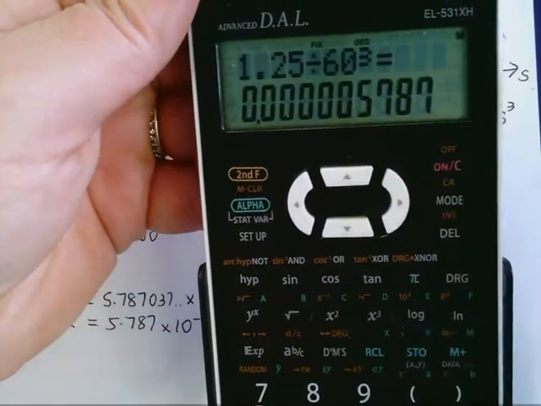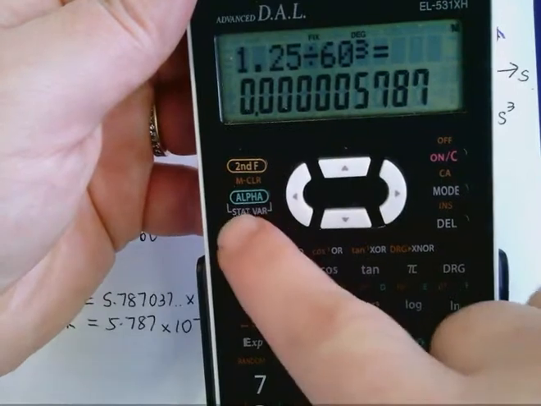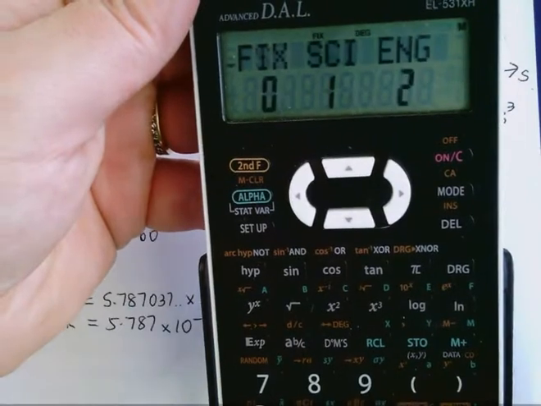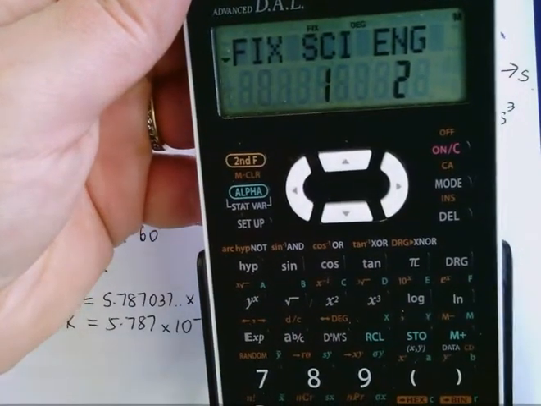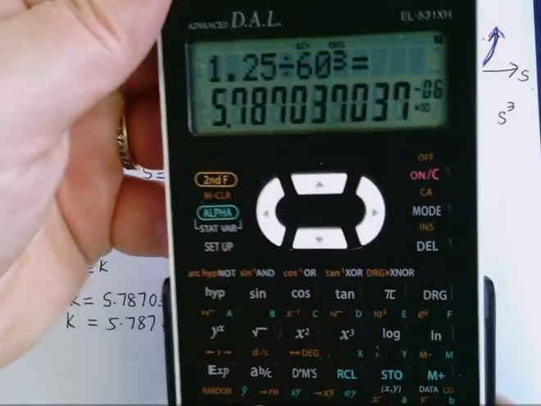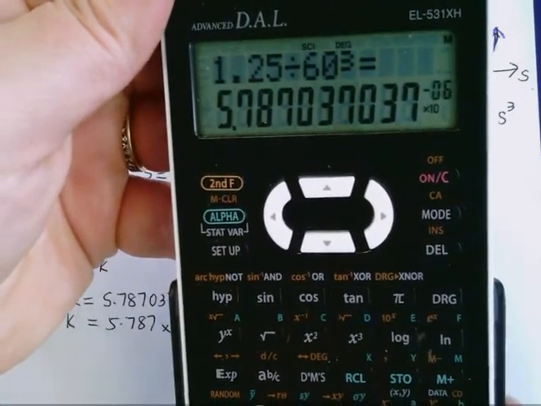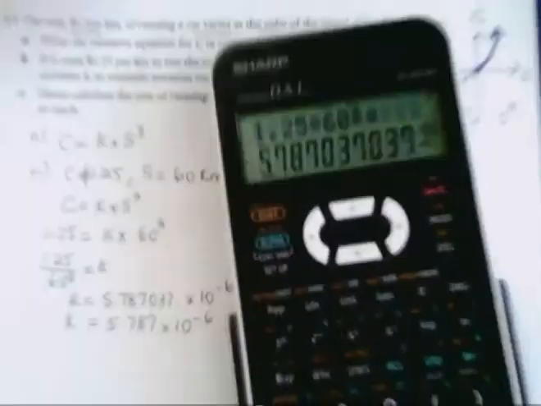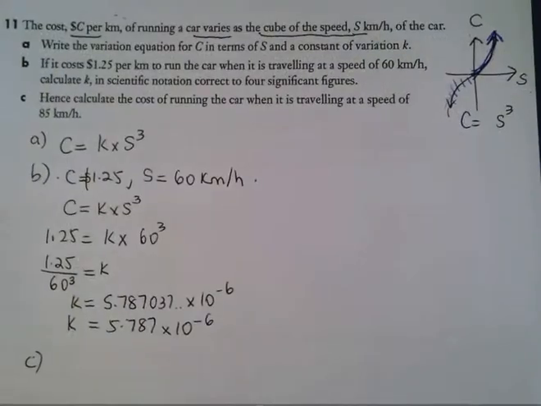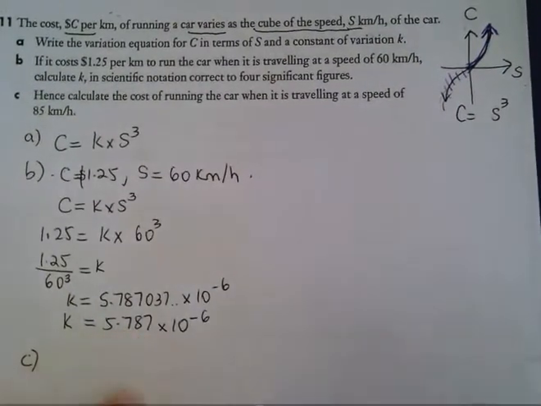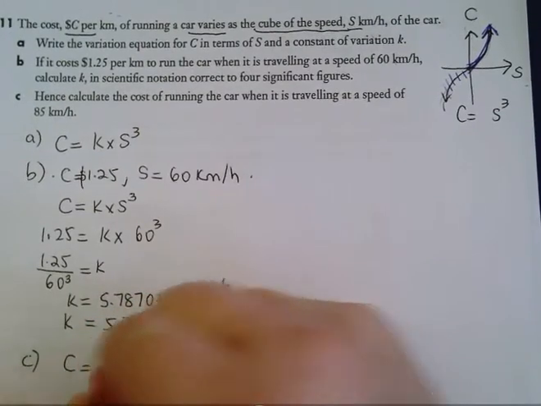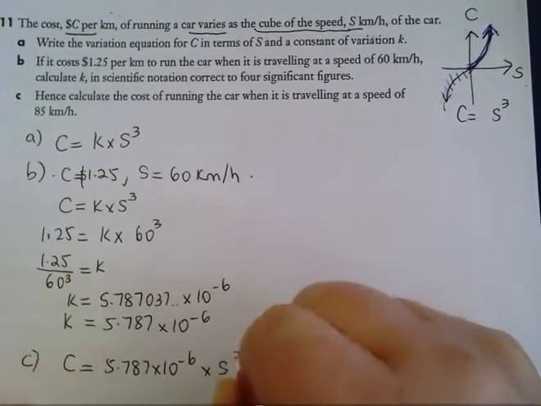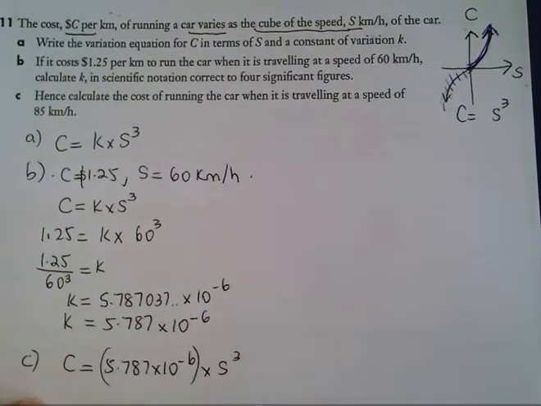So on these calculators, the Sharp EL531, you just press set up. You're listening? Set up. FSC is 0. SCI is scientific notation. And it gives you the answer in scientific notation, which is 5.787, whatever, times 10 to the negative 6 for C. All right, so that is K to 4 significant figures. So the formula is C equals 5.787 times 10 to the negative 6 times S cubed. I know that looks a bit weird, so I'm just going to put it in brackets.